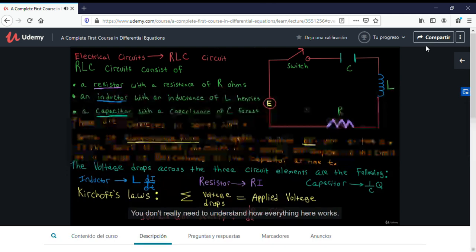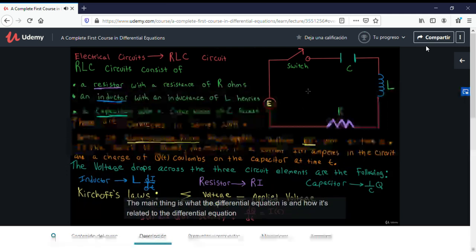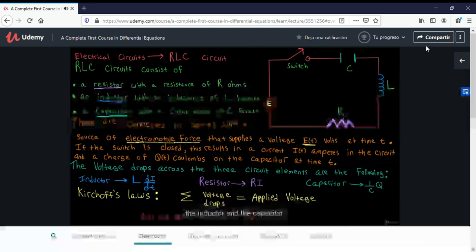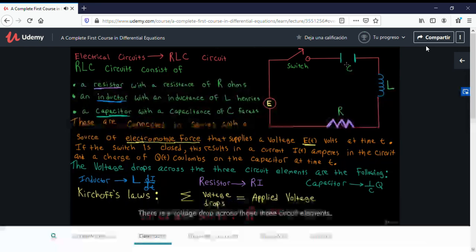You don't really need to understand how everything here works. The main thing is what the differential equation is, and how it's related to the differential equation we looked at before for a mass on a spring. Okay, so across each of these three components, the resistor, the inductor, and the capacitor, there is a voltage drop, okay, across those three circuit elements.